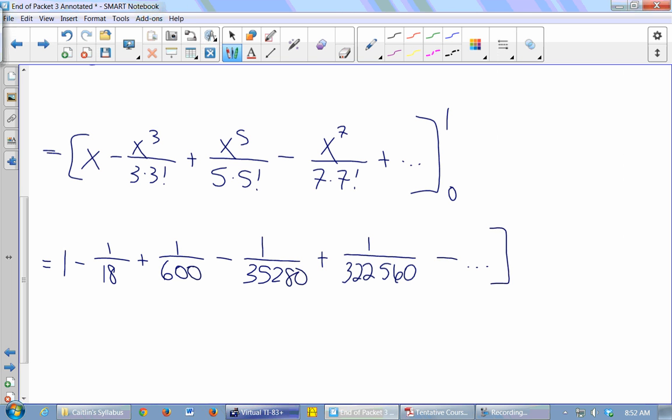So that's what I get when I plug in 1, and then I got to plug in the 0, right? Fundamental theorem of calculus. But that's just going to give me 0 because every term has an x in it. So now I'm left with an infinite series. The terms are approaching 0. They're getting smaller, going towards 0. The signs are alternating, which means it definitely converges.